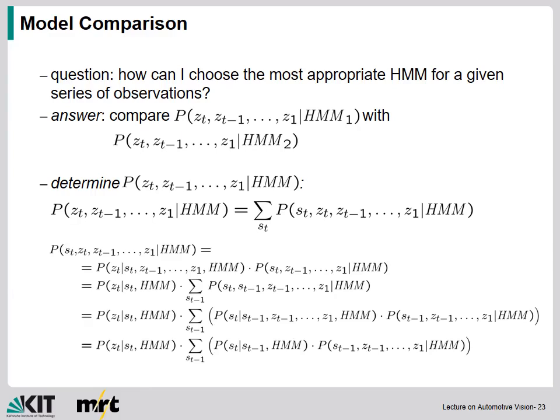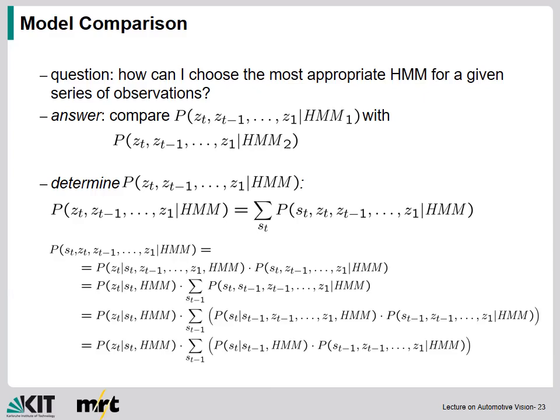Now we can create an incremental or recurrent rule to calculate these probabilities. First, we consider that this probability of st and the whole sequence of observations given a certain hidden Markov model can be rewritten as the probability of observing zt, the present observation, given the present state and the previous observations times the present state and all the previous observations given the hidden Markov model. That's just by the definition of conditional probabilities.